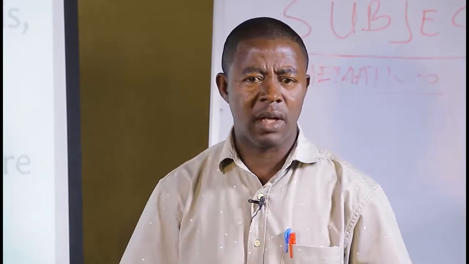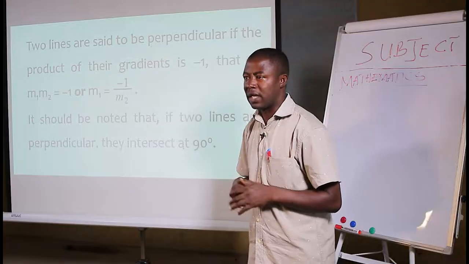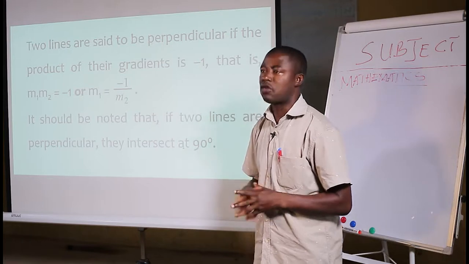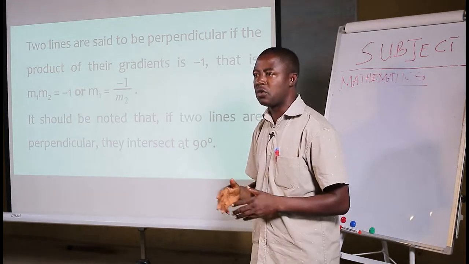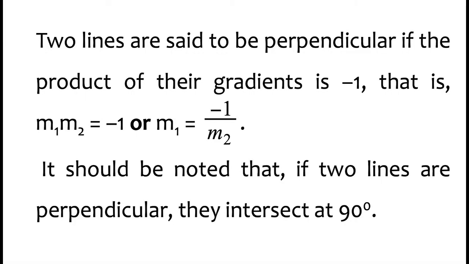Now, perpendicular lines are lines that intersect at an angle of 90 degrees. So, what is the condition for two lines to be perpendicular? Two lines are said to be perpendicular if the product of their gradients is -1.